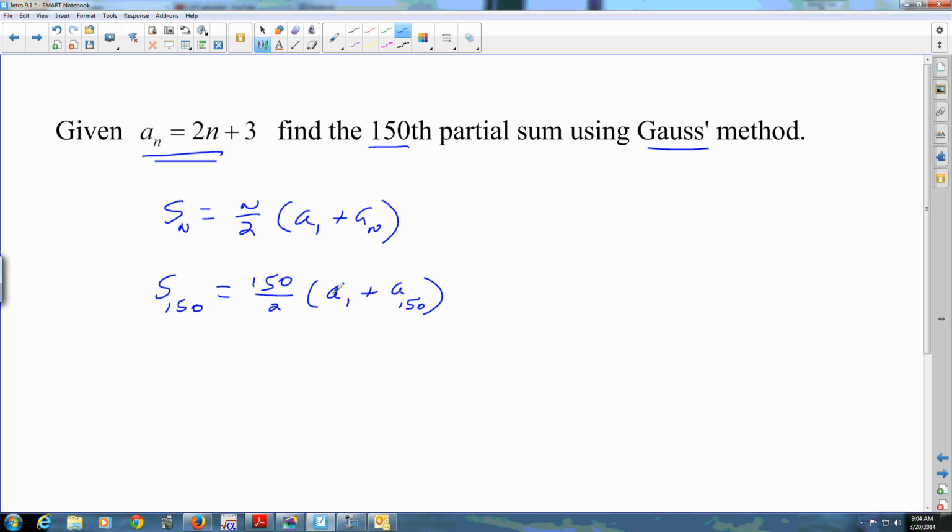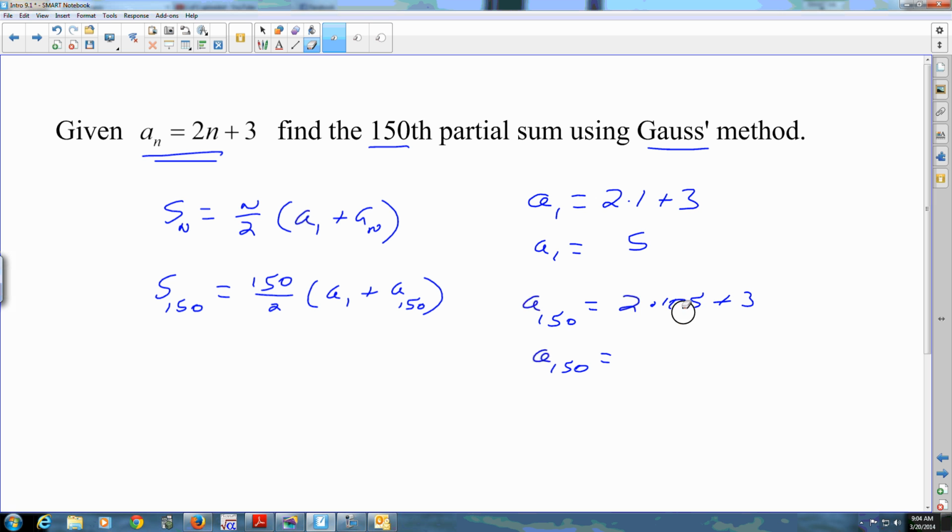Okay, what is a sub 1? I take 1 and fill it into this pattern: 2 times 1 plus 3, so a sub 1 is equal to 5. A sub 150 is equal to 2 times 150 plus 3. I wrote 105. I think my dyslexia is showing here. The 150th term, so that's 300 plus 3, so 303.